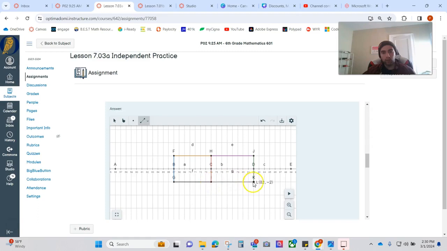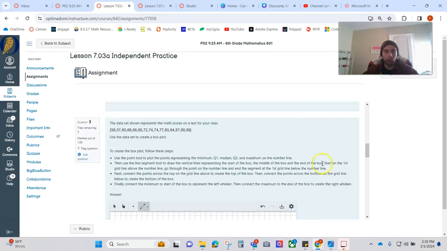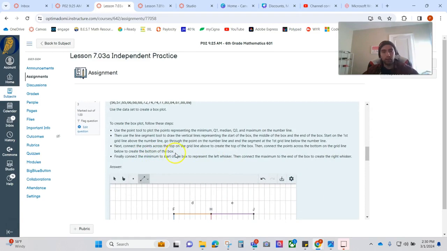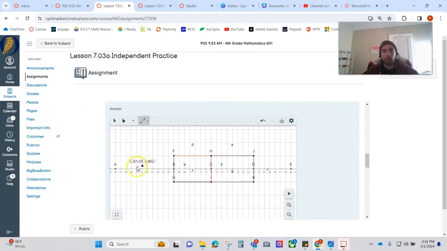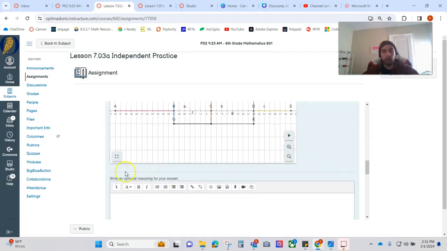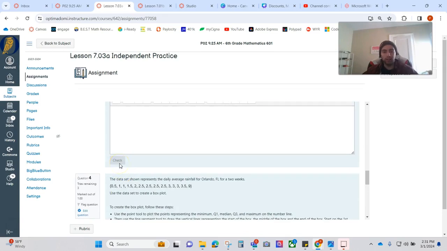So now I have, oh, look at that rainbow box. Yes. Finally, connect the minimum to the start of the box to represent the left whisker, then connect the maximum to the end of the box to represent the right whisker. Oh, so then I click here, go there, here, go there. Yay, box! Okay, let's see, did I do too many lines?